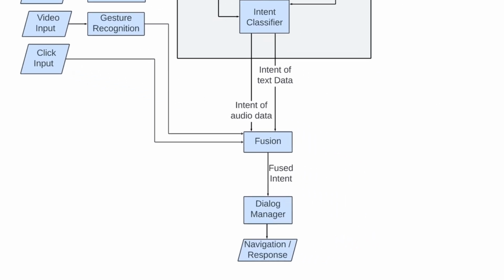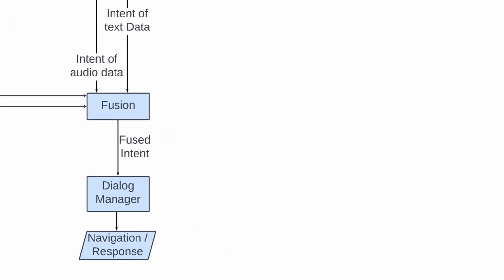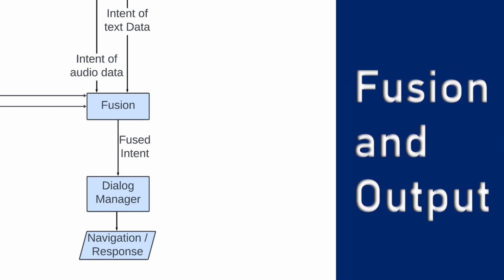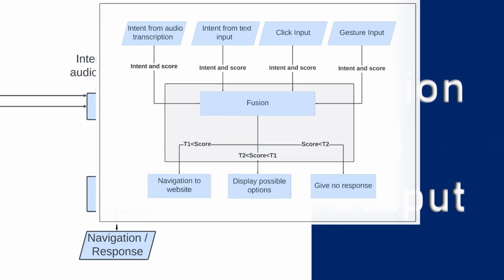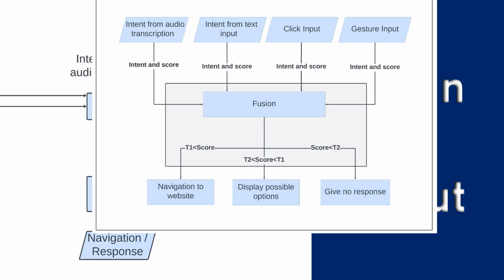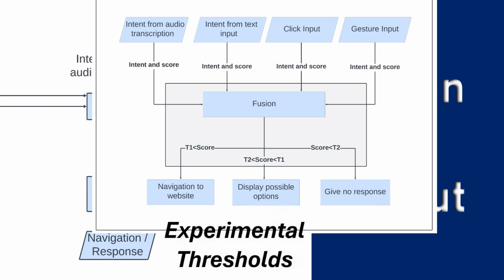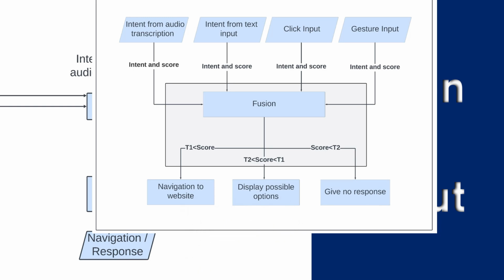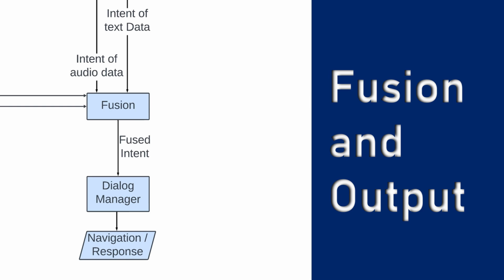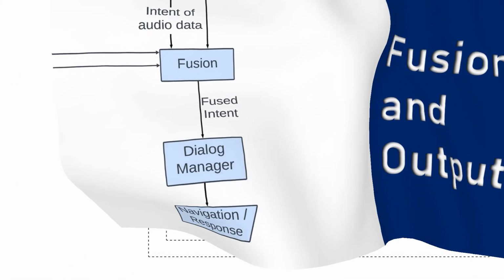In the fusion model, the matching navigation from all the modalities would be combined to get the final output URLs. Here, the fusion component will give 3 types of outputs: doing a direct navigation for a web page, showing multiple navigational options for the user, or showing no navigational response as the input did not match with the resources in the website. Experimental thresholds are used for these selections. Using these outputs, the dialog manager would be giving the final output customized for the user's input.